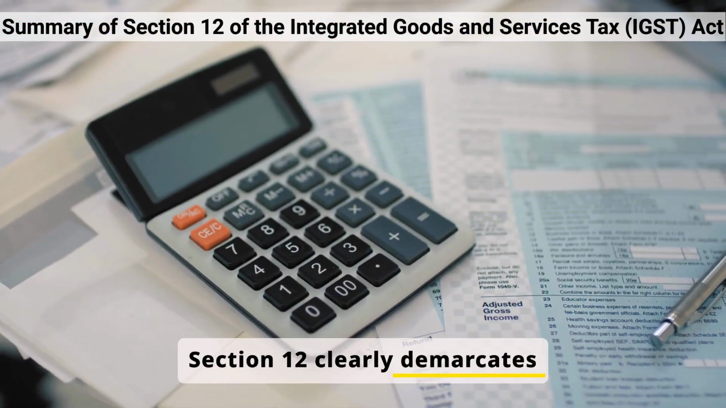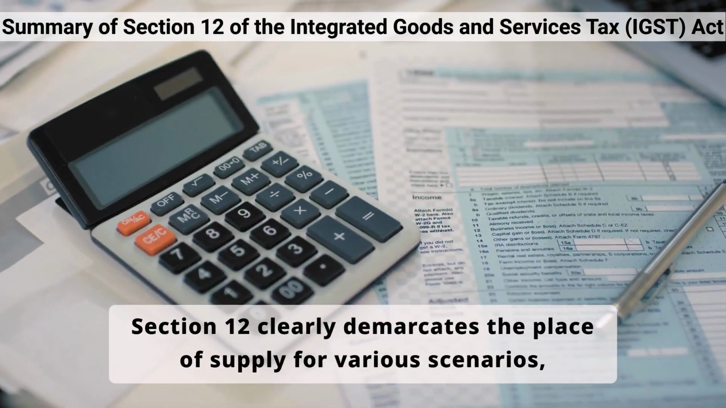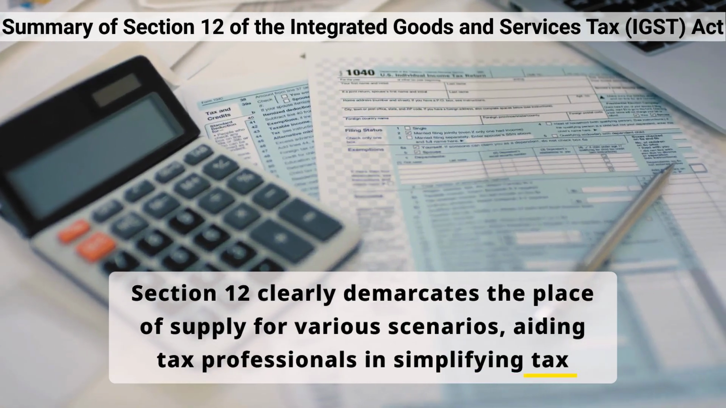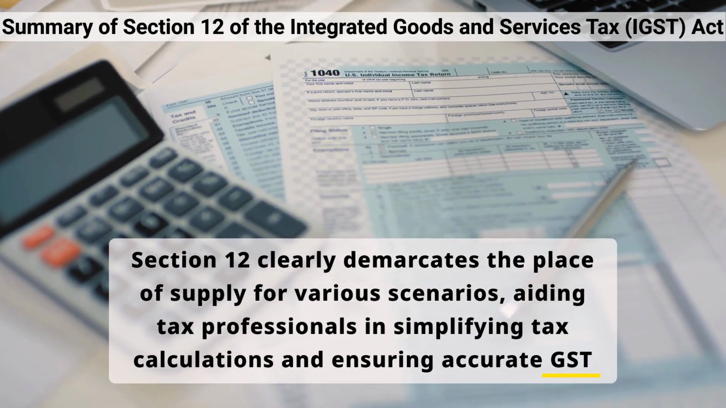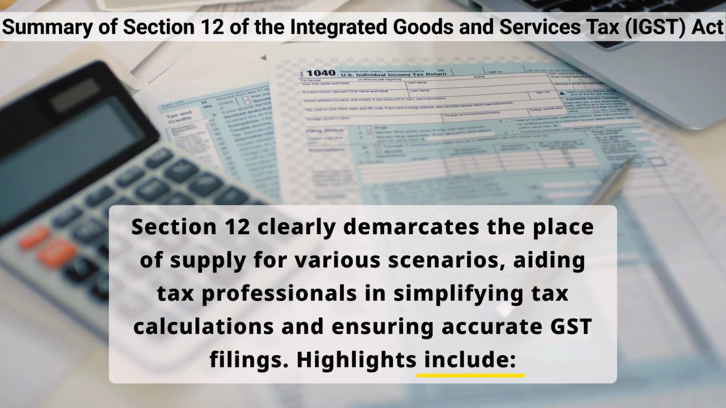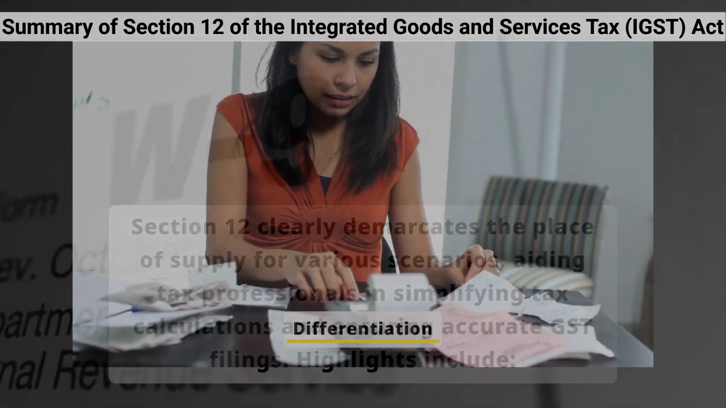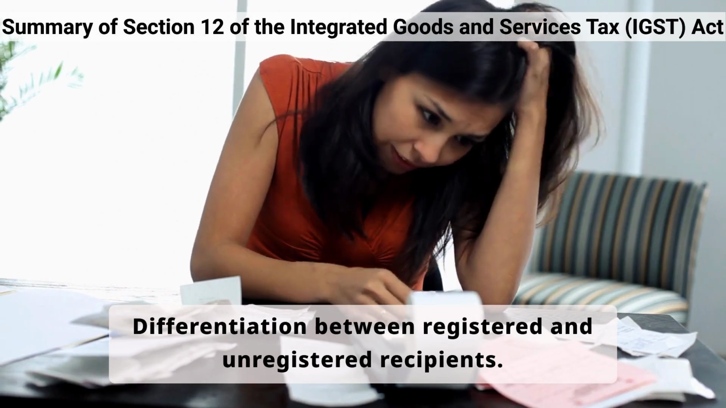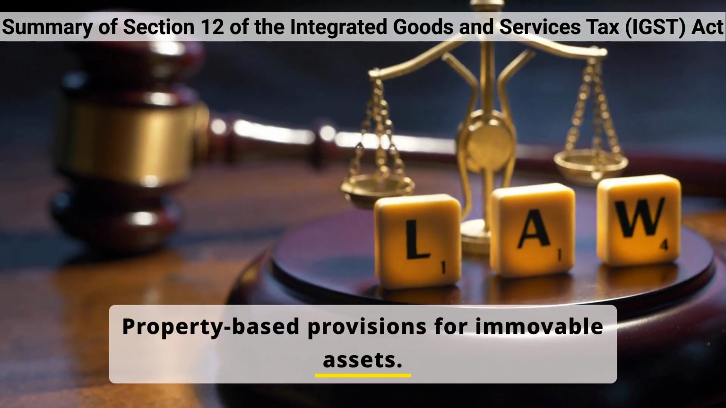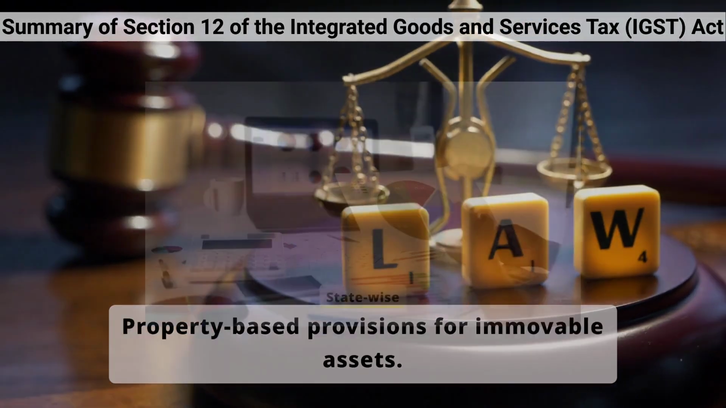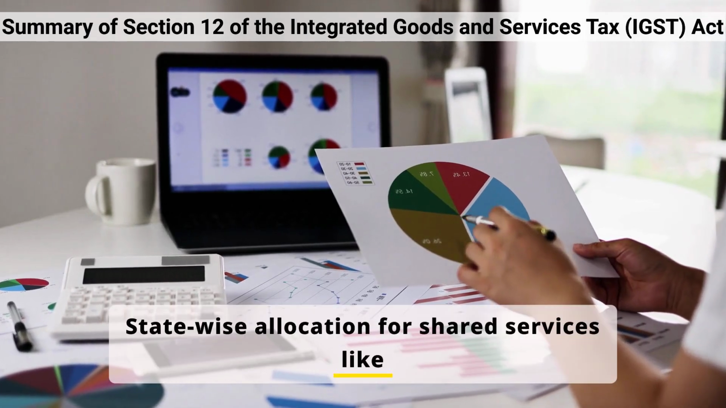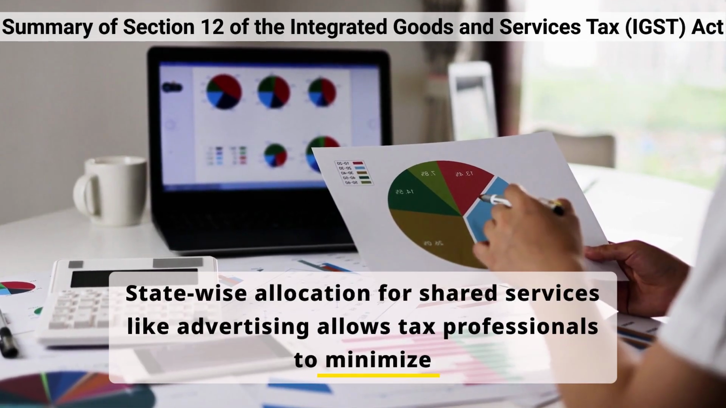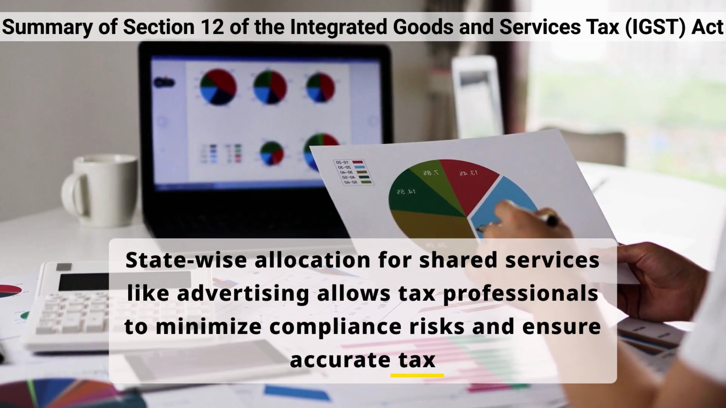Section 12 clearly demarcates the place of supply for various scenarios, aiding tax professionals in simplifying tax calculations and ensuring accurate GST filings. Highlights include differentiation between registered and unregistered recipients, property-based provisions for immovable assets, and state-wise allocation for shared services like advertising, which allows tax professionals to minimize compliance risks and ensure accurate tax payments.